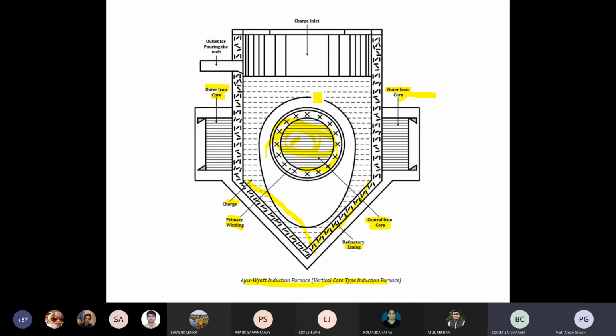Now if you give the power supply to that winding, automatically the charge particles are going to melt. There is an outlet for pouring the melt, the outer iron core, and this is your charge inlet. In this vertical type, when the charge melts down its density will be less, and if you climb up, then you can extract the charge from that container.